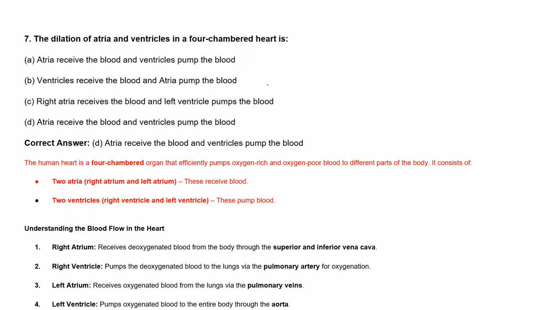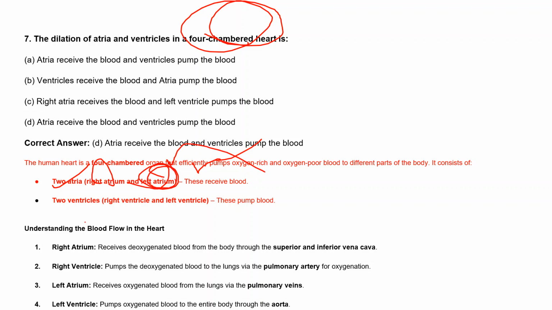So let's see the right answer. First, this four-chambered heart. We know that we humans have a four-chambered heart, and because of that, we can efficiently pump oxygen-rich and oxygen-poor blood to different parts of the body. It consists of two atria, the right atrium and the left atrium. These two atria receive the blood, one from the body, one from the lungs. And the two ventricles, the right ventricle and the left ventricle, pump the blood.